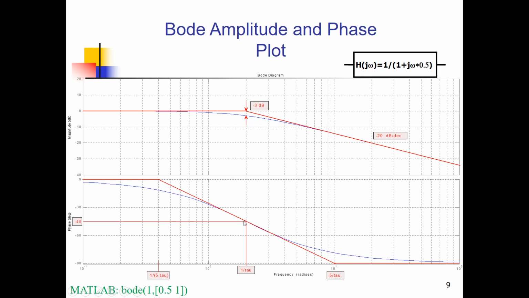For the Bode phase plot, we have seen that for low frequencies, the phase is 0 degrees. For high frequencies, in this example, the phase is minus 90 degrees. At exactly the crossover frequency, which is here, we have calculated that the phase is minus 45 degrees. So now I'm going to construct the phase characteristic by taking this cutoff frequency of 2 radians per second, and we divide it by 5. So 2 over 5 is 0.4 radians per second, which is here.